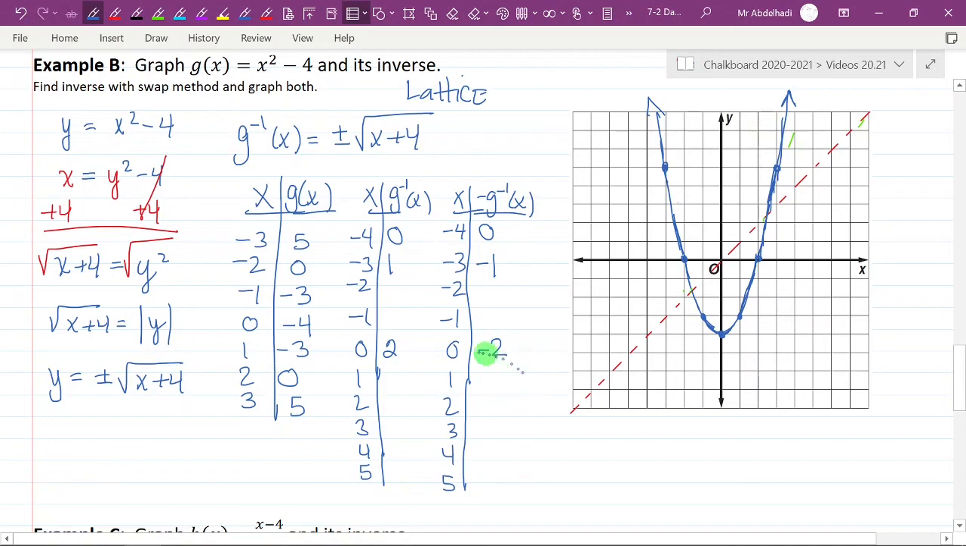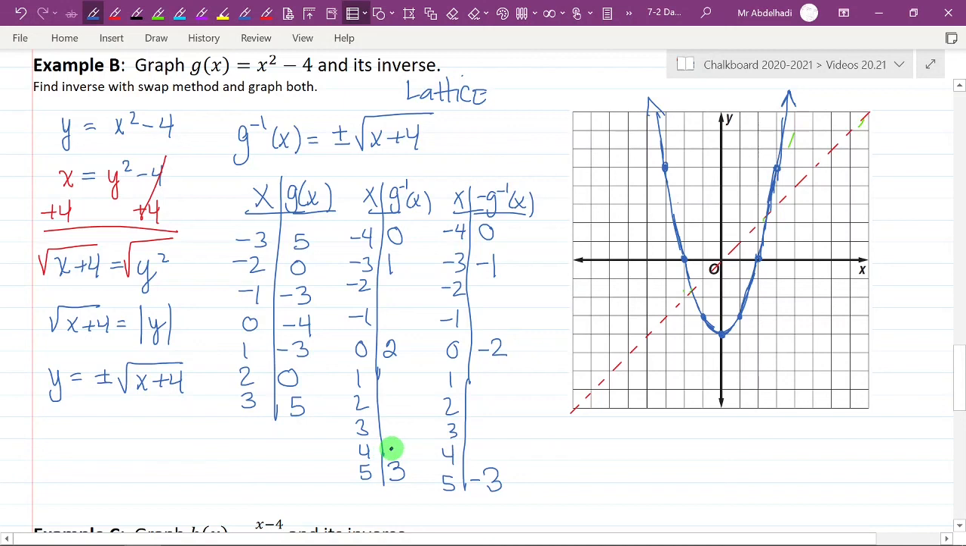All right? Now, 1 plus 4 is 5. Can't square root that without getting a decimal. 2 plus 4 is 6. Can't square root that. 3 plus 4 is 7. Can't square root that. 4 plus 4, can't square root that. But 5 plus 4 is 9. Square root of 9 is 3. And for the negative function, it's negative 3. That's why I went all the way to 5. So if you're thinking, why did he use so many numbers? Because I wanted to get a few good lattice points.